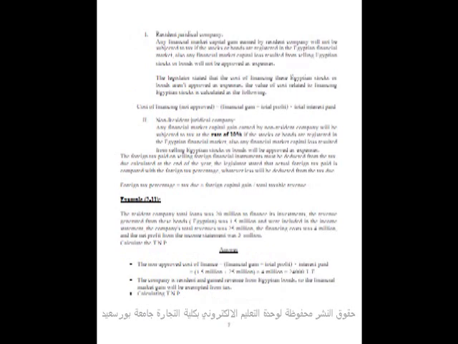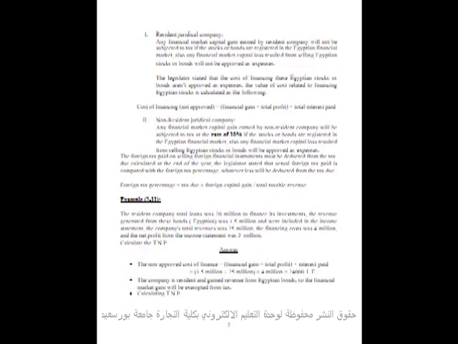Let's see how we apply the concept of the financial market capital gain. According to the example, the resident company's total loans were 20 million to finance its investment. The revenue generated from these bonds, which is a kind of financial market, in brackets Egyptian, was 1.5 million, and it was included in the income statement. The company's total revenue was 25 million, the financing cost was 4 million, and the net profit from the income statement was 5 million. Required: calculate the TMB.